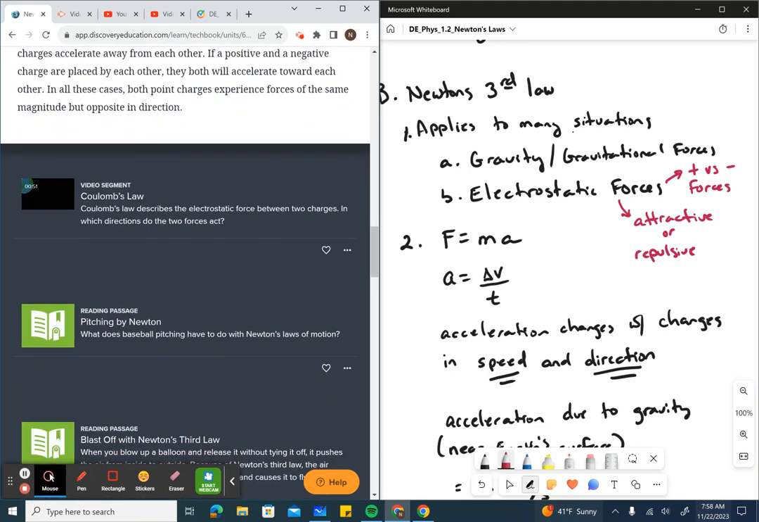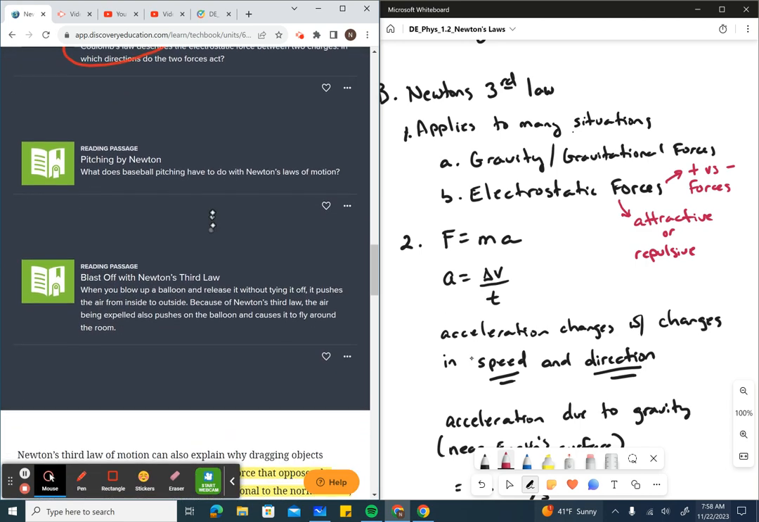All right, so you're going to actually see some videos in here. In the future, we're going to dive into this with greater detail, but videos on Coulomb's law are going to mirror some of these equations that you're seeing. You're going to have some additional reading passages that we of course recommend you watch or read.